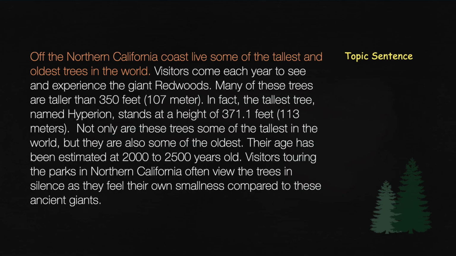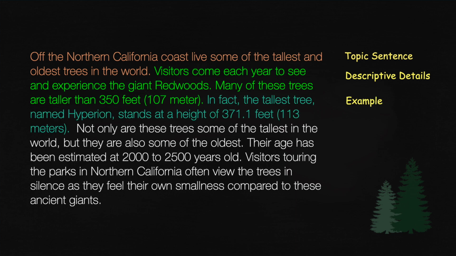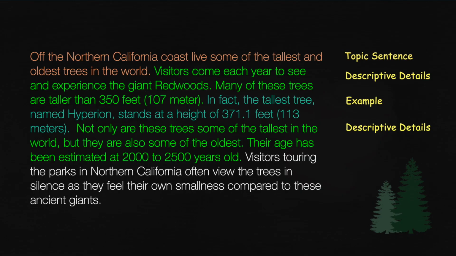Now, we know it's the topic sentence because it's a general statement. The topic is about trees, and the controlling idea tells us the writer will say something about their size and their age. The first two supporting sentences describe the size of the trees. Then the writer gives an example of one of the tallest trees. Then the writer again describes, this time, the age of the trees. The writer then concludes his paragraph by restating the topic sentence with different words.